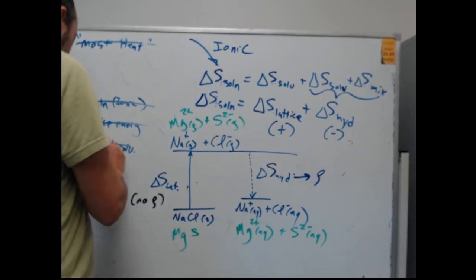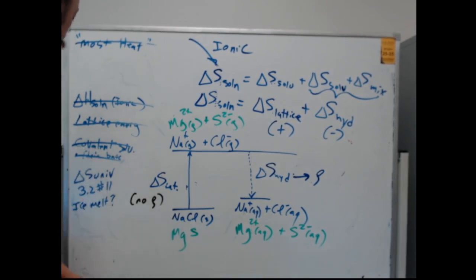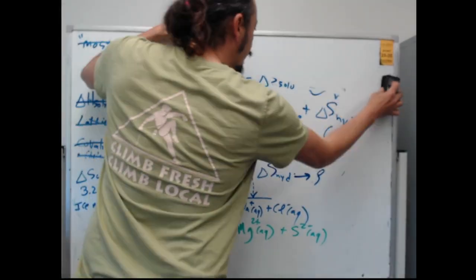We already did the covalent compounds. I did that out of order a little bit. Let's go ahead and look at this idea of delta S universe. This is 3.2 number 11. I'm going to erase everything that's here.